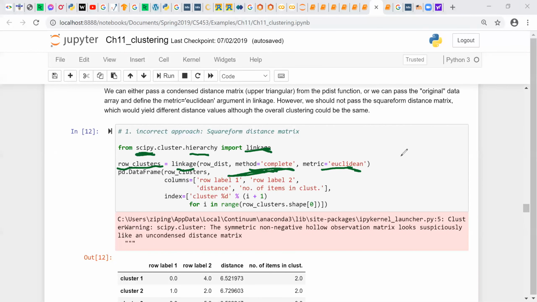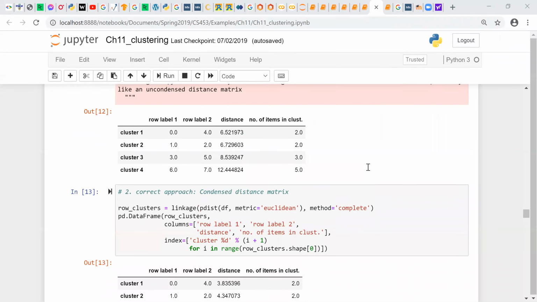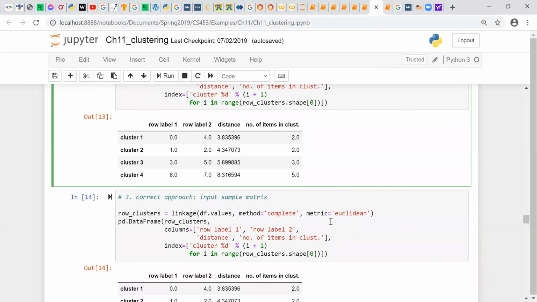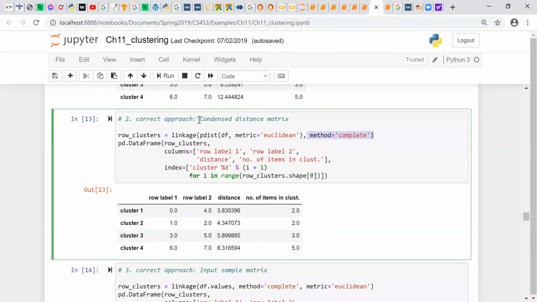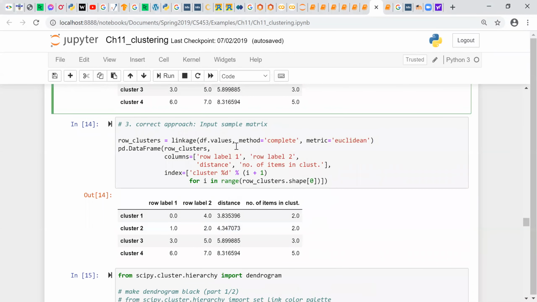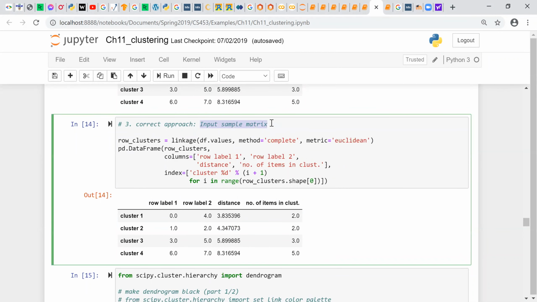We then come up with the distance based on what you specify here. So this is similar: you say, I'm going to use complete and Euclidean linkage. The second approach is to use a condensed distance matrix. The third one is that you can also input the simple sample matrix, so you use the original values. We can also do that.